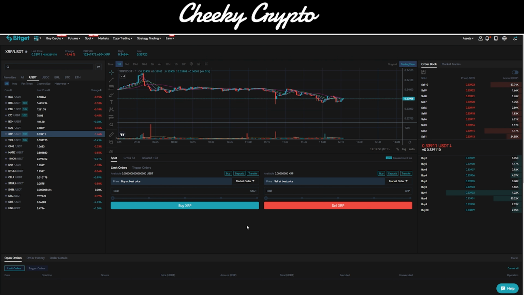Once you've got the asset, you can do whatever you want with it, and you can check it out in your assets area by going down into your overview and checking out all the different accounts you've got, a spot account for, and so forth. Now, that's your spot area.